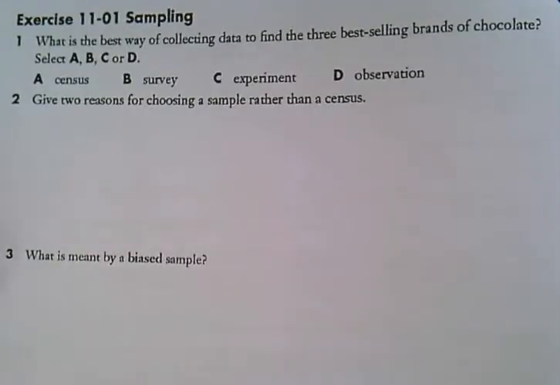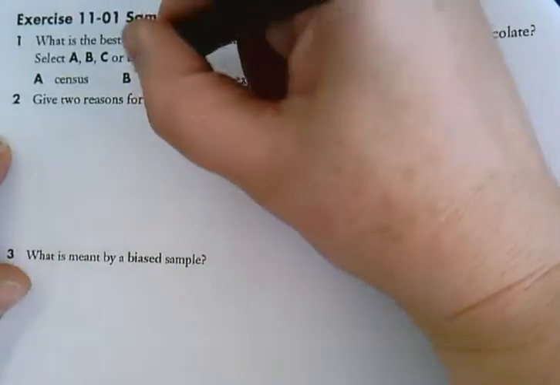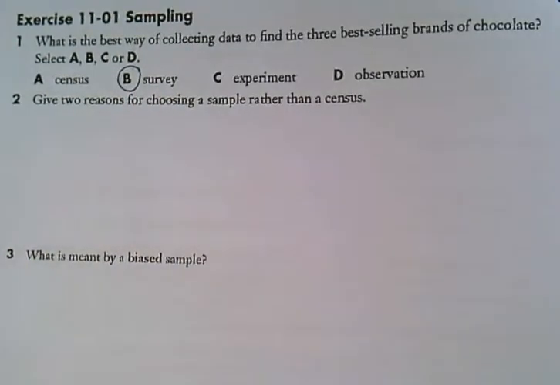Exercise 1101, what is the best way of collecting data to find the 3 best selling brands of chocolate? Do you really think you're going to conduct a census? No. It's too hard. A survey. It would be a survey. Okay? You would sample or survey part of the population. You would not do a census. It's just too hard.